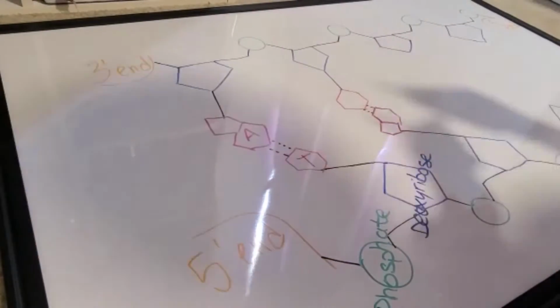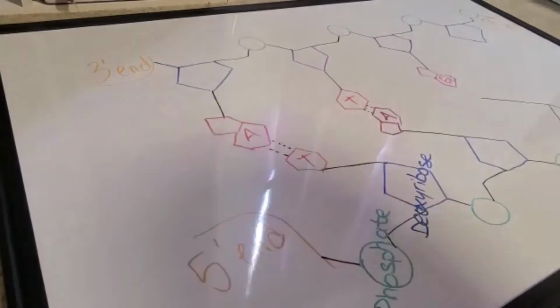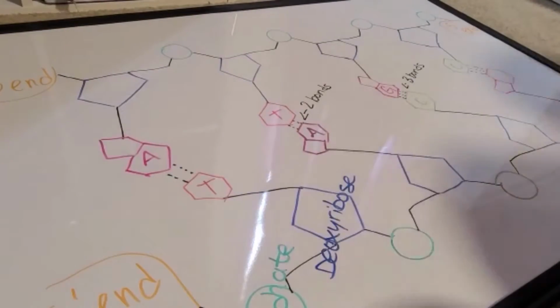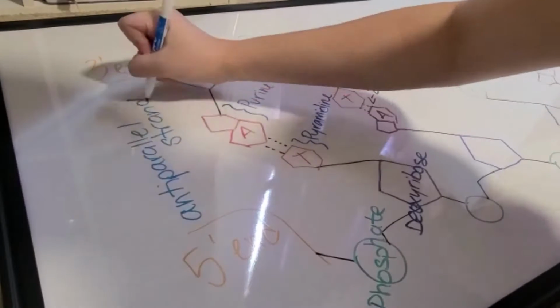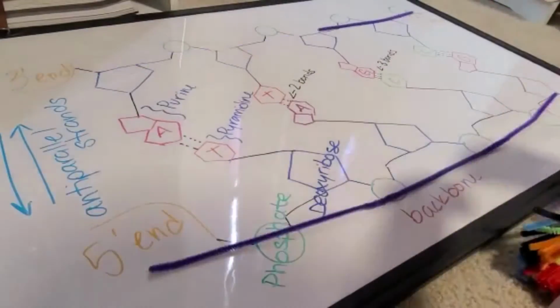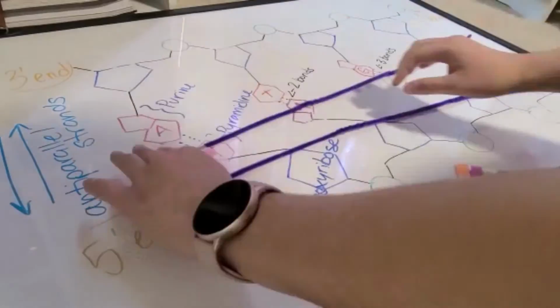There are 4 nitrogenous bases which connect both strands. Thymine and adenine have 2 hydrogen bonds between them, and guanine and cytosine have 3. Both adenine and guanine are purines, which means they have 2 rings, and thymine and cytosine are pyrimidines, which means they have 1. Lastly, these DNA strands will always be in an anti-parallel structure.